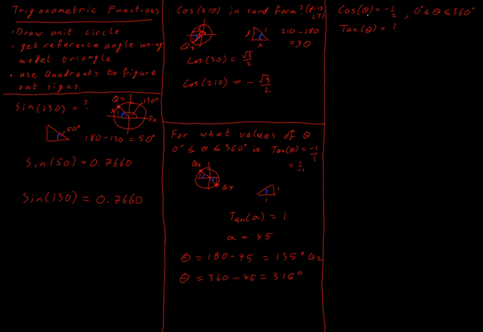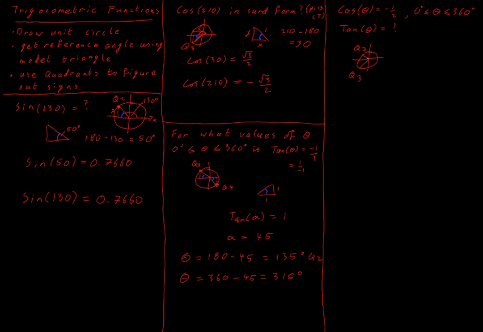Finally, if cos theta is equal to -1/2, what would tan theta be equal to? First job, we draw our unit circle. And where is cos going to be negative? Well, it's our x component, so it's going to happen in our second and third quadrants, where our x components are negative, or where we're going to get cos being negative.